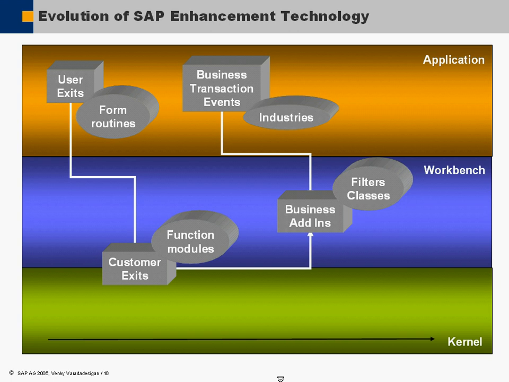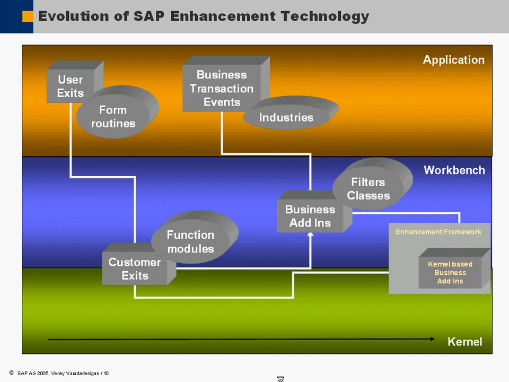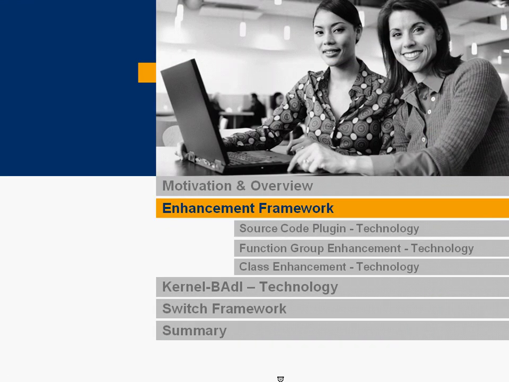So the old classic Badis are implemented in the workbench using classes. The implementation is done using classes, and the Badi definition is also done in workbench. And now the new enhancement framework is available at the kernel level. That means we have new ABAP statements as part of the enhancement framework, and also the Badis are taken to the kernel level, so now it's called kernel Badis, and we have a few ABAP statements to support it, and it's much faster than the old classic Badis. Okay, having said that, we will see what is enhancement framework now.